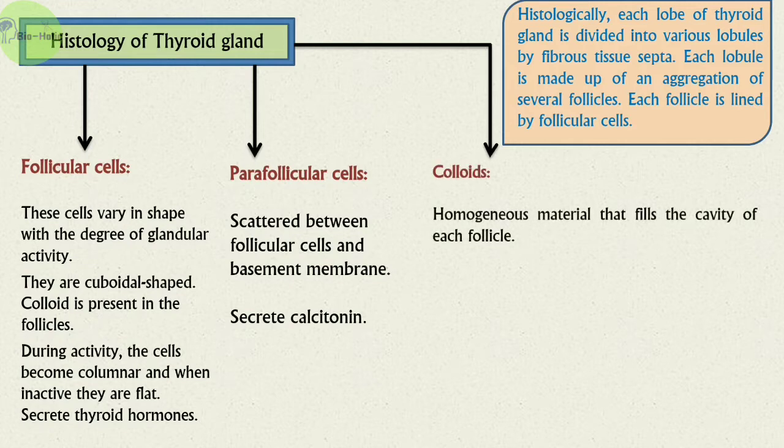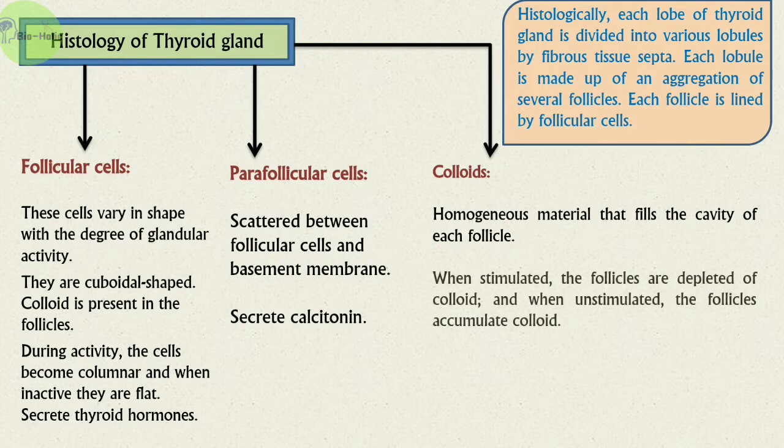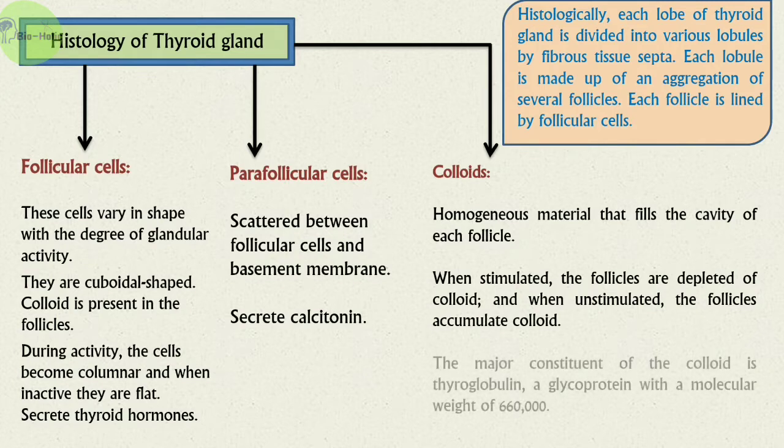They are homogeneous material that fills the cavity of each follicle. When stimulated, the follicles are depleted of colloid, and when unstimulated or in inactivation, the follicles accumulate colloid. The major constituent of the colloid is thyroglobulin. This is a glycoprotein with a molecular weight of 660,000.